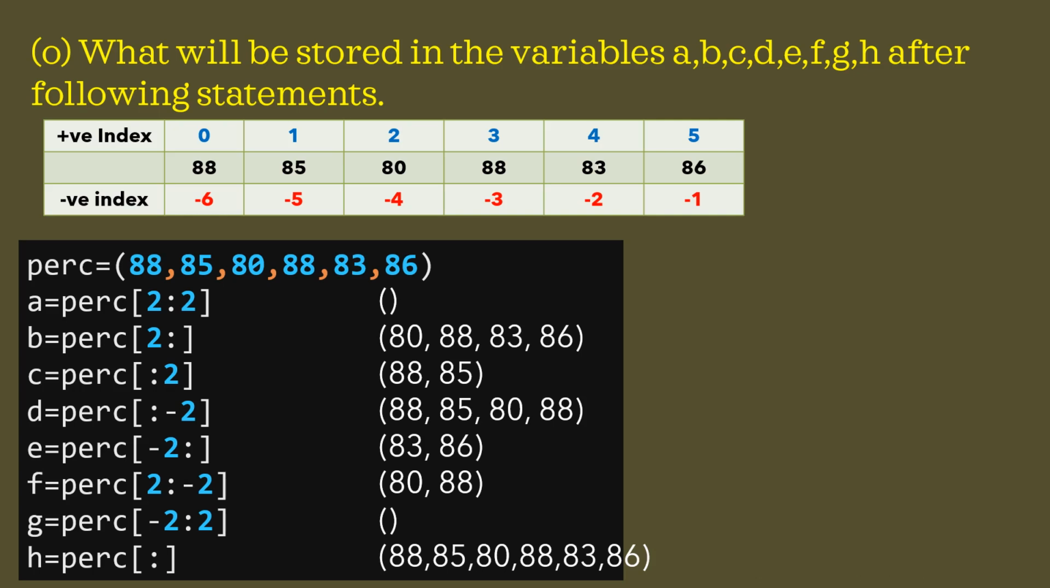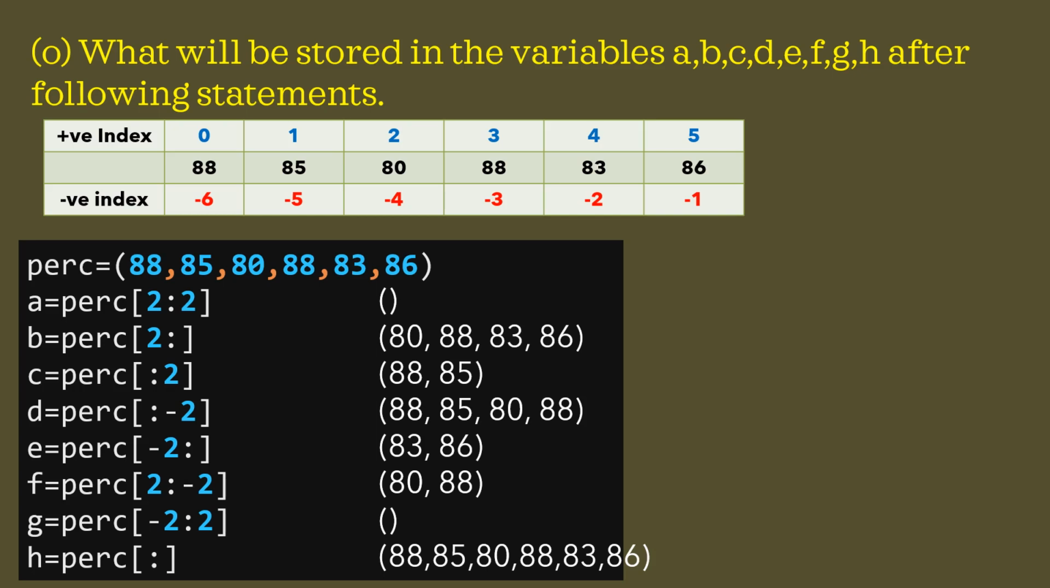Now F is equal to pers of 2 colon minus 2. That means the starting index is 2 and the stop index is minus 2. So the value at index number 2, that is 80, okay, then the next value will be printed, 88. Then the value which is at index number minus 2, that is 83, will not be printed. It will stop before that. Okay, so this tuple will have values 80 and 88.